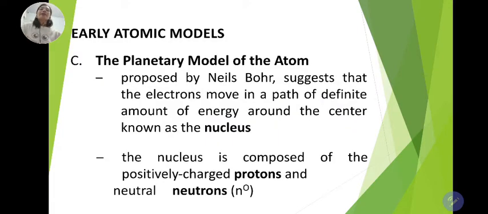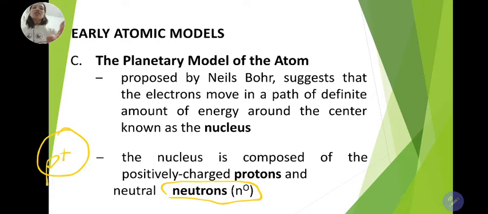So another theory was proposed by Niels Bohr. He suggests that the electrons move in a path of definite amount of energy around the center known as the nucleus. So, meron din siyang nucleus dito sa planetary model. So, inadapt niya yung kay Ernest Rutherford. And the nucleus, according to Niels Bohr, is composed of the positively charged protons and the neutral neutrons. So, ang sinasabi ni Niels Bohr, sa isang nucleus, hindi lang protons ang present. Meron din siyang tinatawag na neutral, which are the neutrons. And then, yung electrons nagmo-move around sa nucleus na yan.